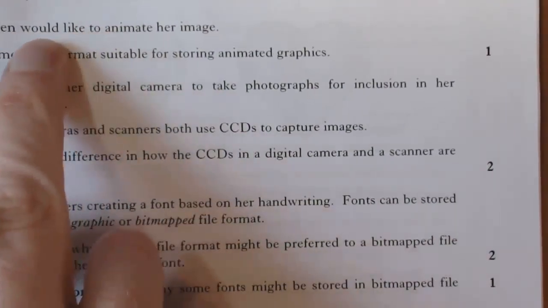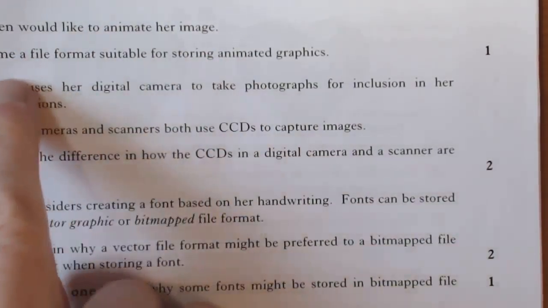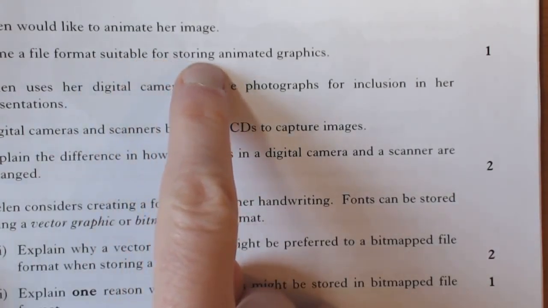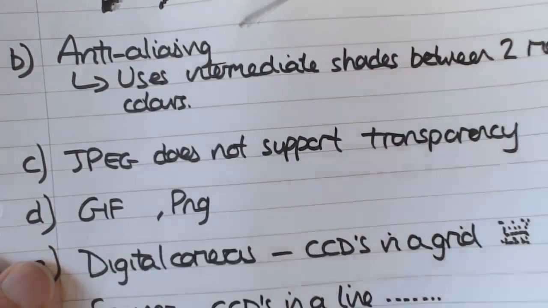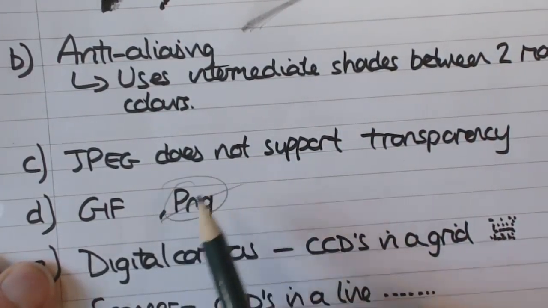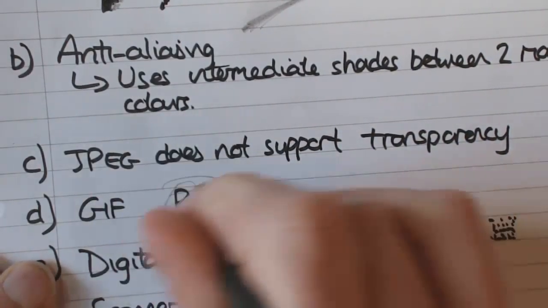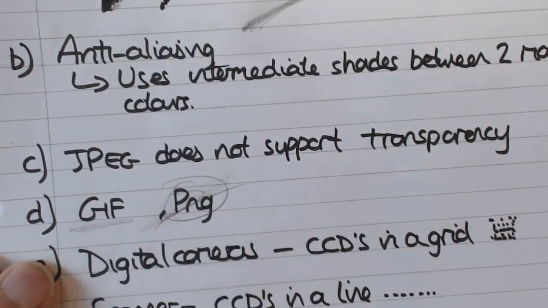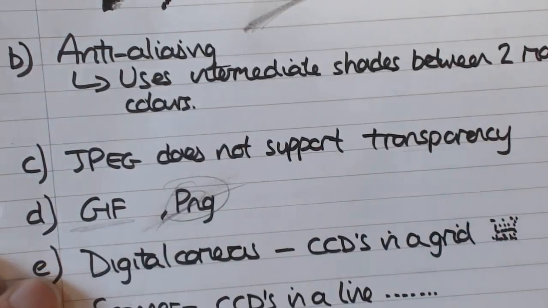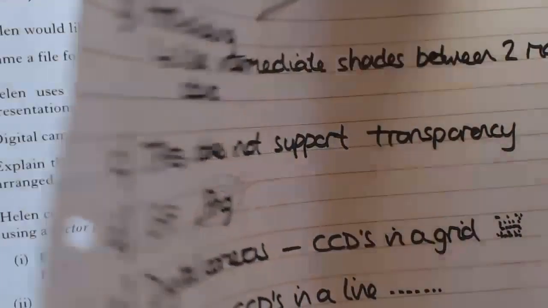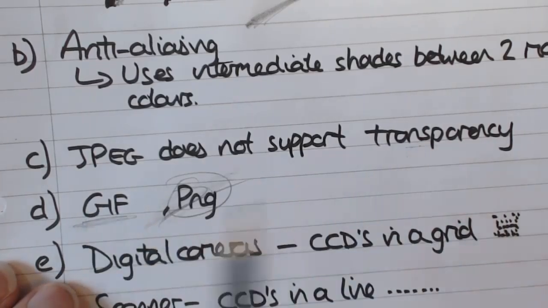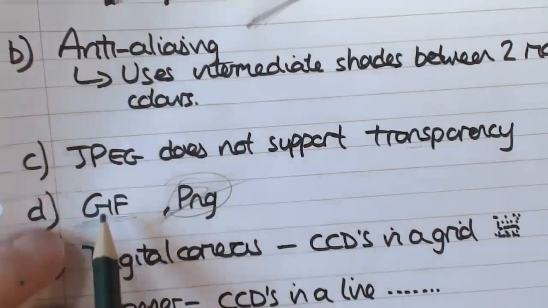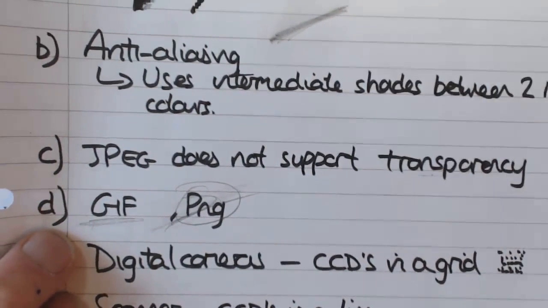If we then look at the next part, Helen would like to animate her image, name a file format suitable for storing animations. So GIF, and you can actually store it in PNG as well. Certainly GIF is good for animations and it's good for transparency. So that's actually the answer to D. I just invented the question the last time. So GIF supports transparency, but D is asking what supports animation. GIF does, PNG does as well.